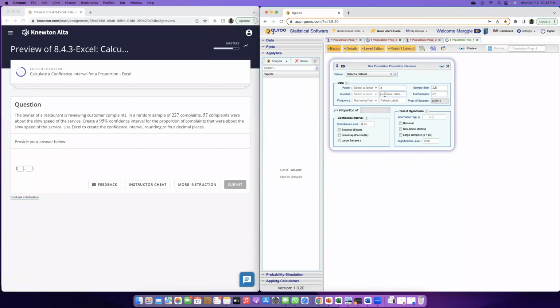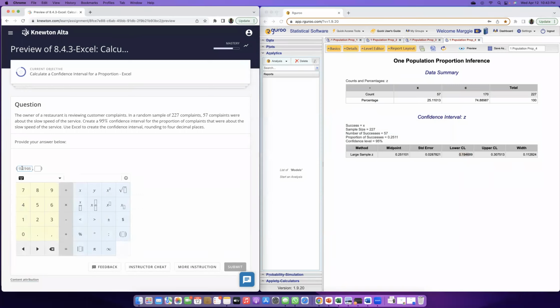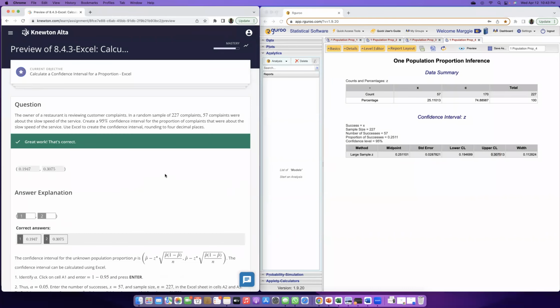We label this to be able to move forward. We want a 95% confidence interval, and we use a large sample Z as our method. We click the I, and the lower bound for the confidence interval is 0.1947, rounding up because of the 8 that we have afterwards. And then the upper will be 0.3075, we have a 1 afterwards, so we don't need to round up. And that should be it.